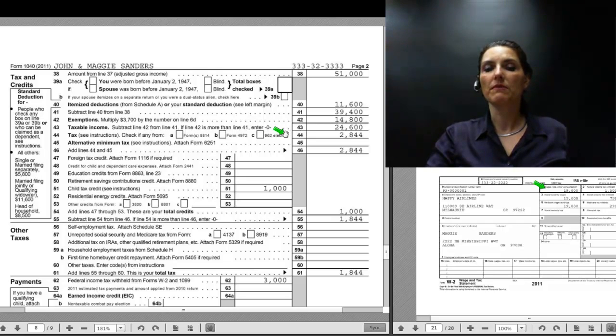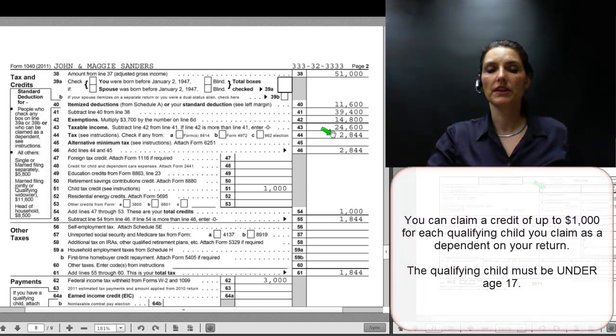The next step is to enter the child tax credit. The Sanders are allowed a $1,000 credit per child. Their income is low enough that they're not subject to a phase-out, and they will get that $1,000 credit in full. It reduces their tax from $2,844 down to $1,844.